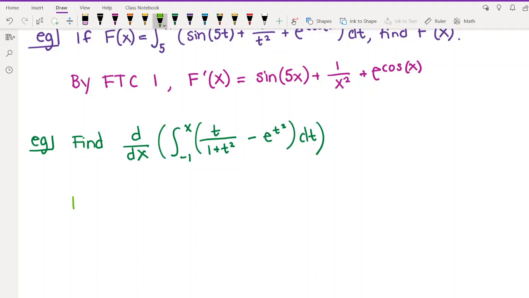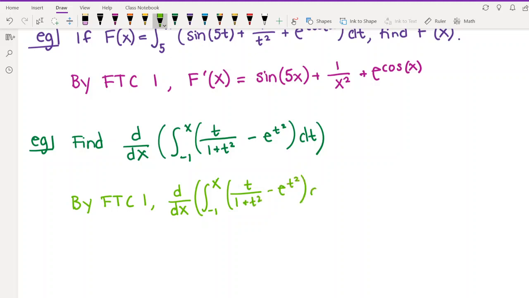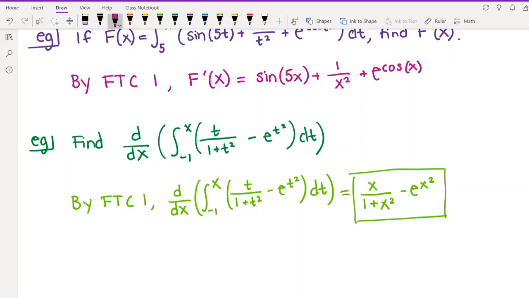Again, we just say, okay, by FTC1, the derivative of all of this stuff, t over 1 plus t squared minus e to the t squared dt, is just going to be equal to the integrand, just replacing every t with x instead. So x over 1 plus x squared minus e to the x squared. And that would be our answer. So just really try not to overthink these. These problems can look a lot more complicated than they are.